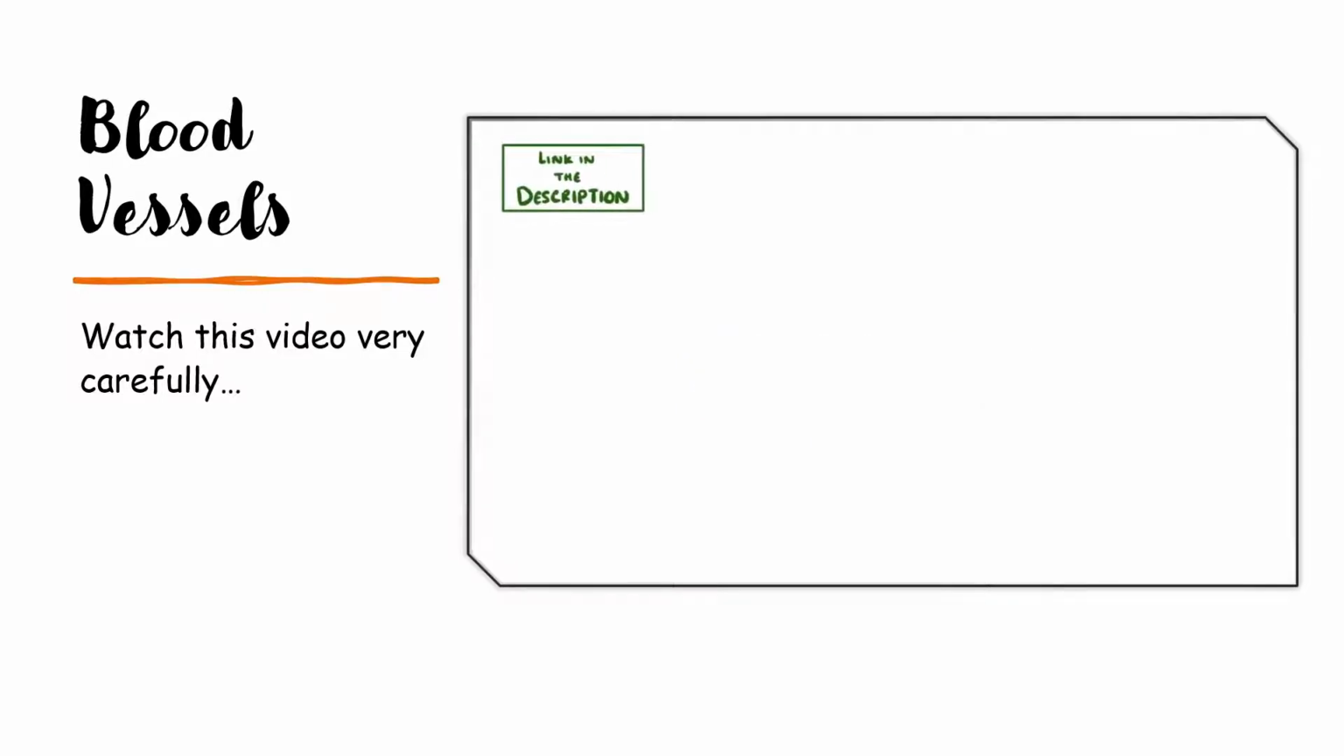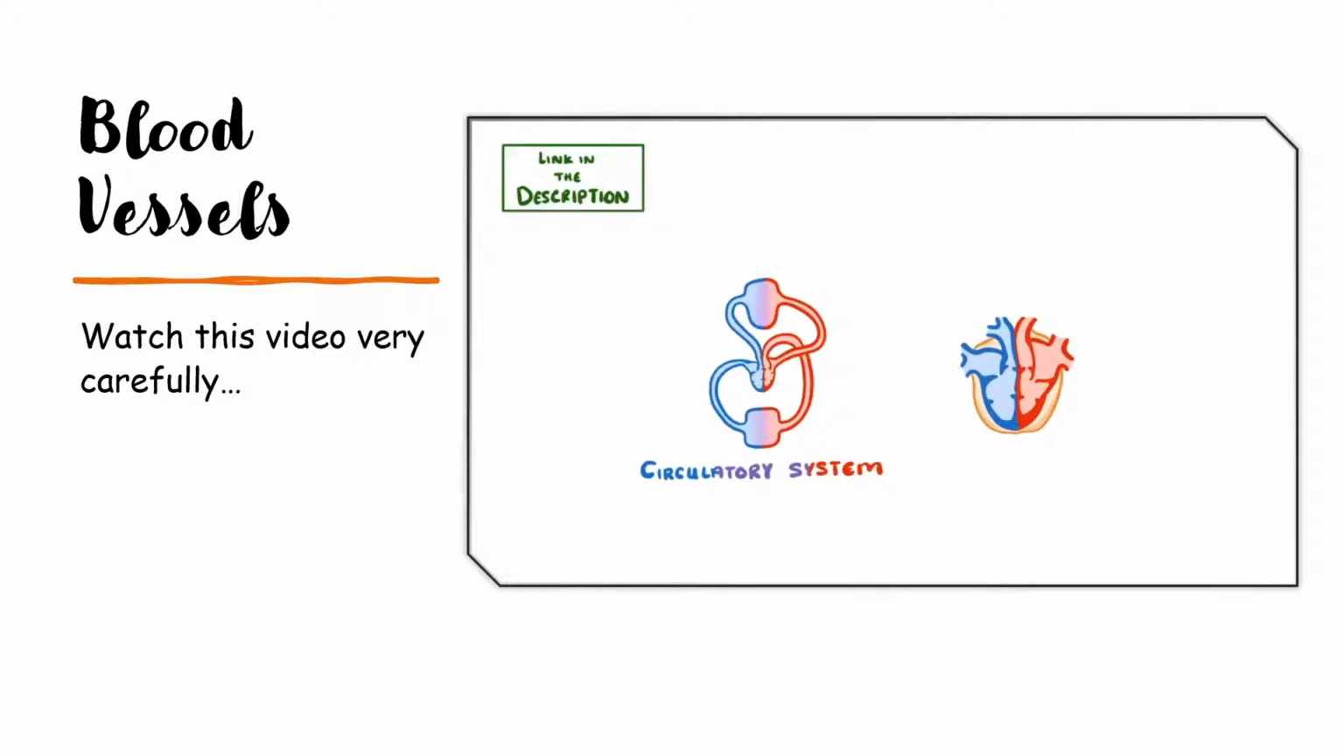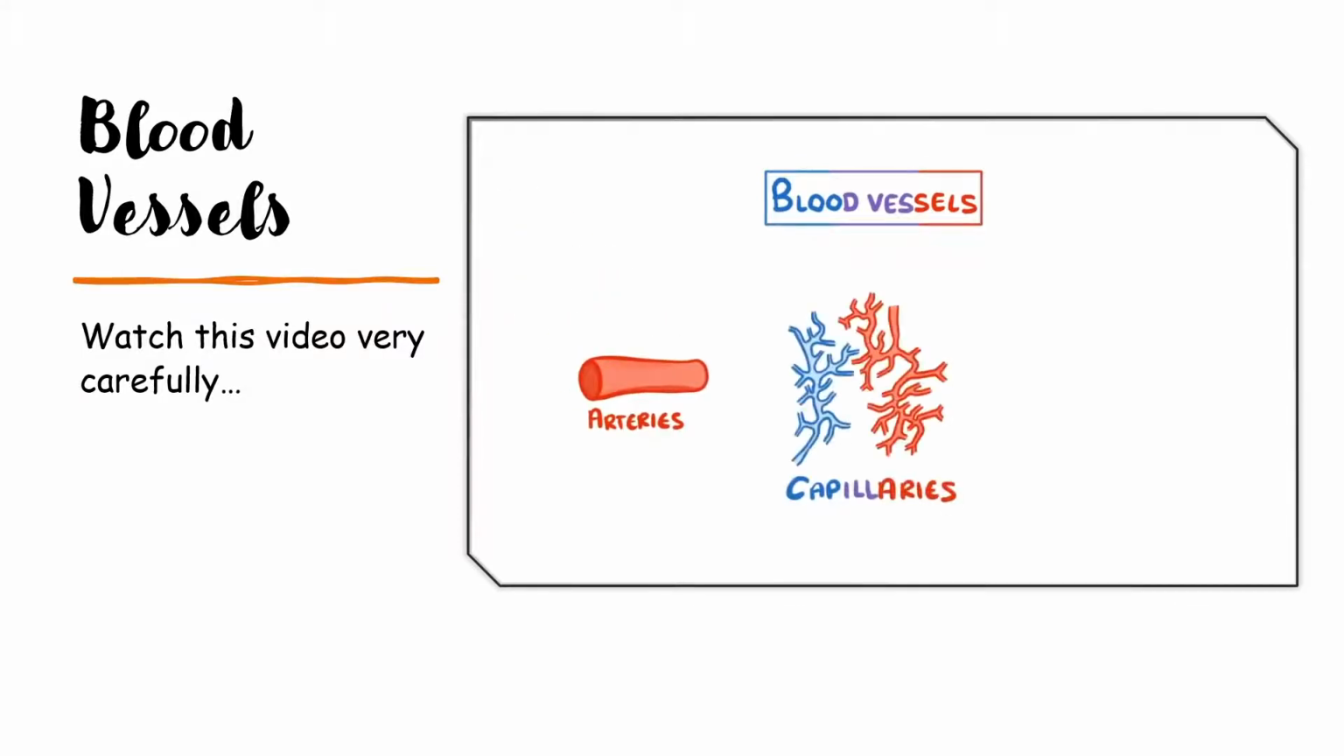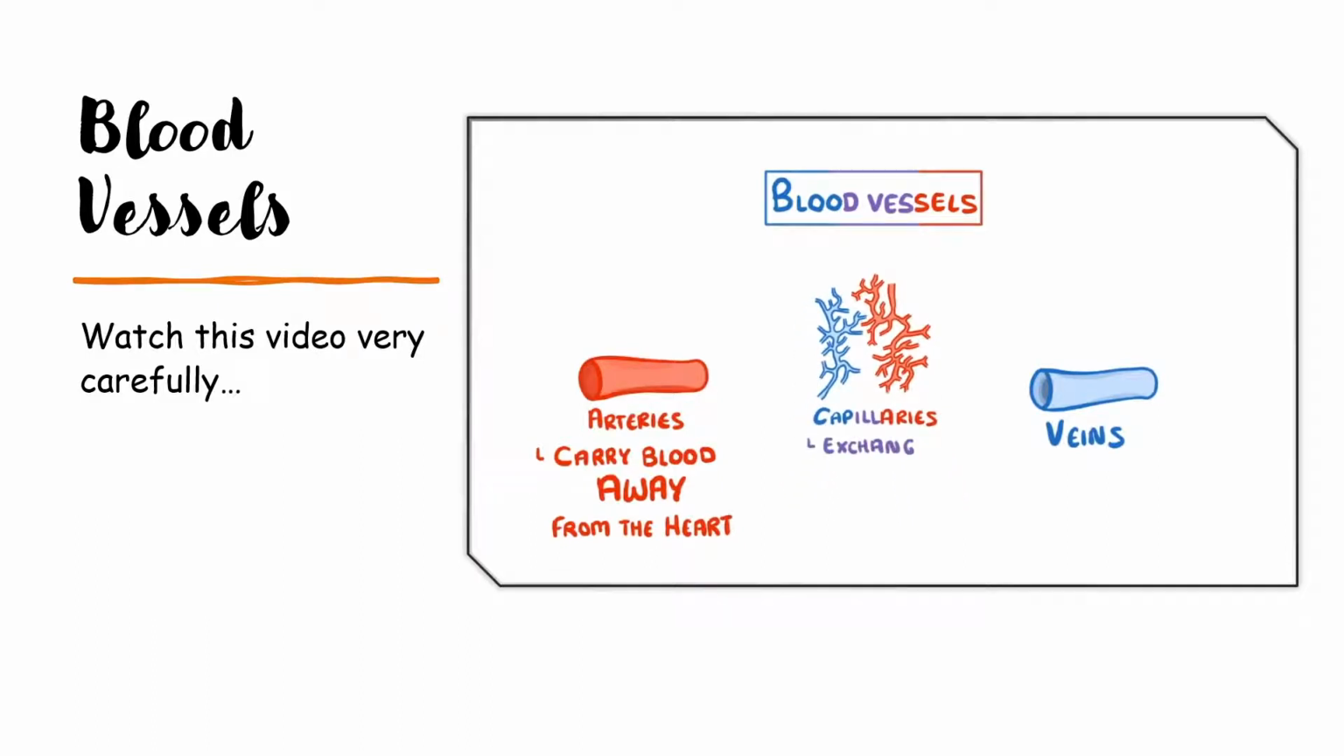In our last video, we introduced the circulatory system, and saw how the heart acts as the system's pump. In this video though, we'll take a closer look at the blood vessels, specifically the arteries, capillaries, and veins. To quickly summarize, the arteries carry blood away from the heart. The capillaries exchange nutrients and oxygen with the tissues, and veins carry the blood back to the heart.